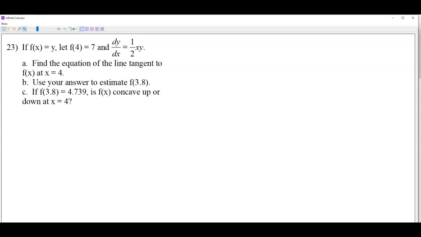All right, we have another one like that here. It's just kind of formatted a little bit differently. So we have f of x equals y and f of 4 equals 7, and dy dx is equal to this. Well, what can we do? Well, part A, find the equation of the line tangent to the graph of f at 4. Okay, so for a tangent line, we need an x, we need a y, and we need an m.